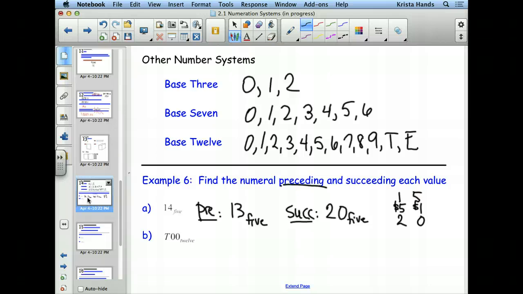All right, let's do this next one. This one looks odd because it's in base 12 and I've got a letter involved, right? So let's first remember what this T means. What does T mean to have it here in base 10? Or sorry, in base 12? This is the number 10. So just jot that down for yourself. Pause for a moment.